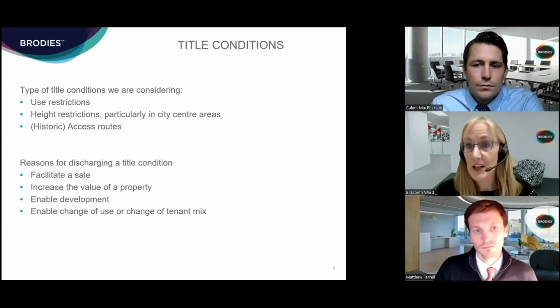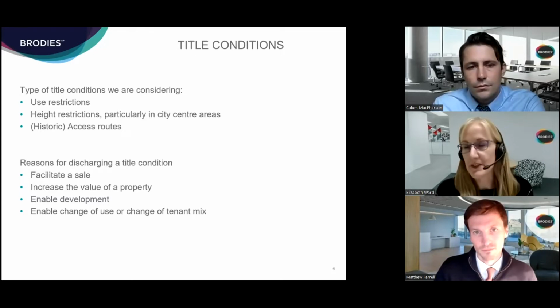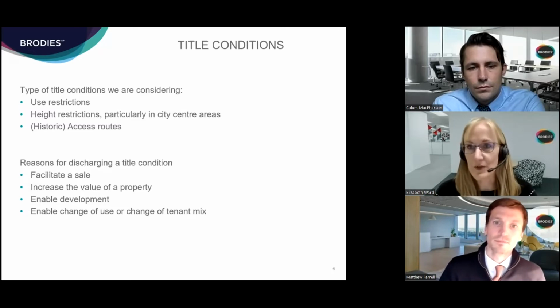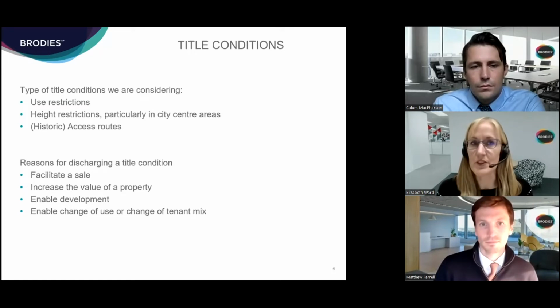We also see height restrictions. That's particularly in city centre locations such as the West End of Glasgow or the new town in Edinburgh, where there's often height restrictions based on existing tenements. We're looking to develop, say, student accommodation higher than that. That can cause an issue. And also sometimes we see on larger development sites, historic access routes, which could cause a problem depending on where you're looking to put your buildings. So they're the type of conditions that we see most often coming up.